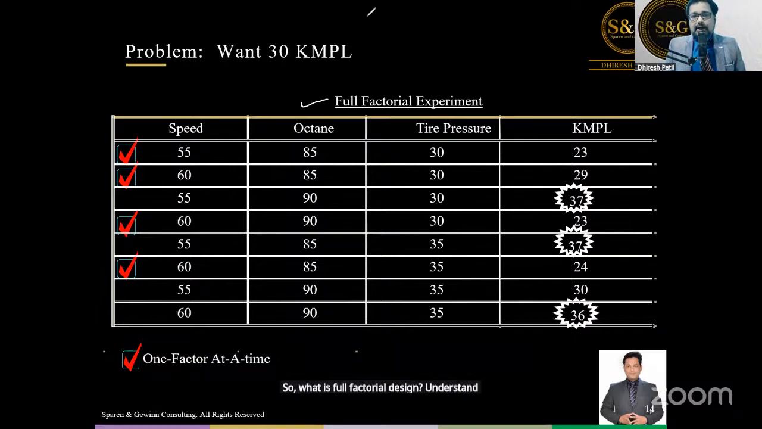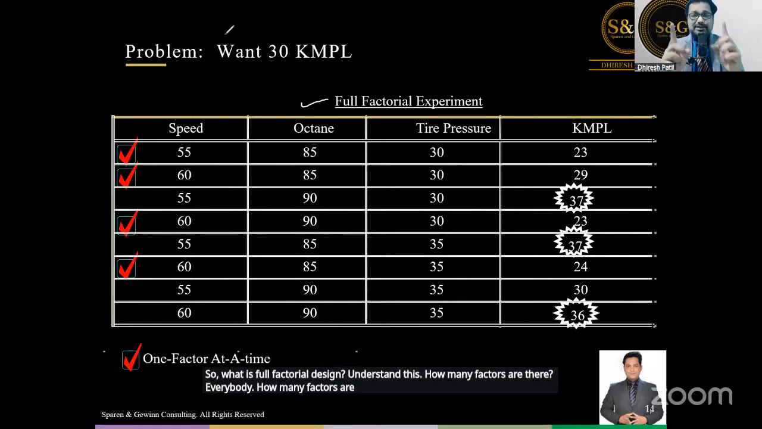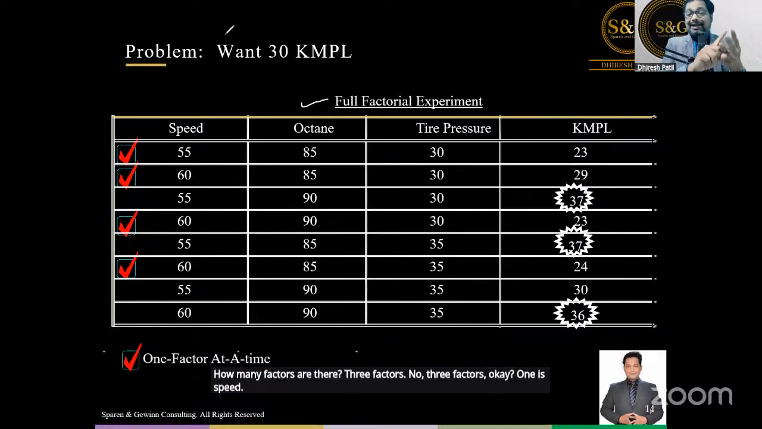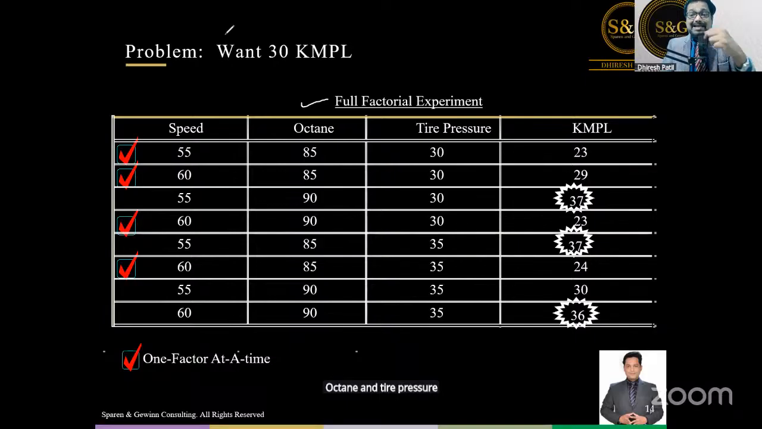Understand this. How many factors are there in this experiment? Type in the chat box. Everybody, I want everybody to type this. 3 factors. One is speed, octane, and tire pressure. KMPL is our output.